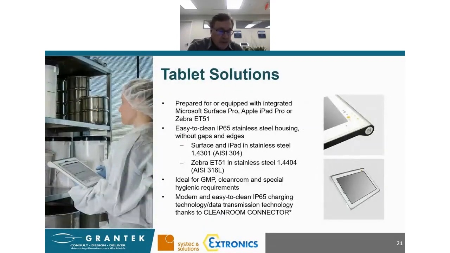Now we have tablets. We have 3 different tablets. I'm going to be able to show you one here. We have a Zebra tablet. We have 3 choices in tablets. One of them is the Microsoft Surface Pro. The 7 Plus is what's shipping now. The 8 is coming soon. There's the Zebra ET51, and then, of course, the Apple iPad Pro. All of these are available, and I'll bring one over here in just a second.